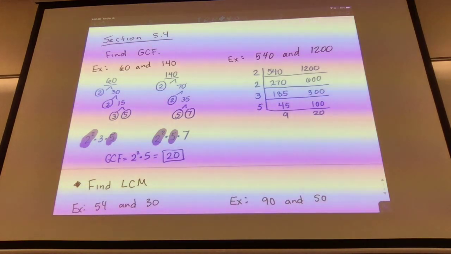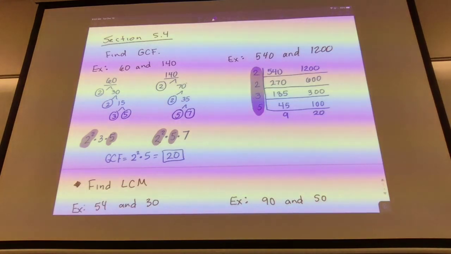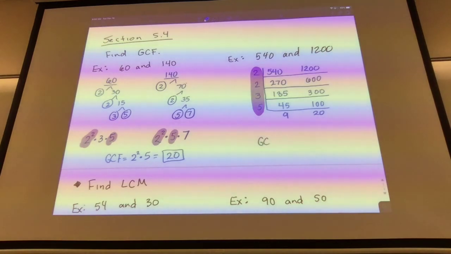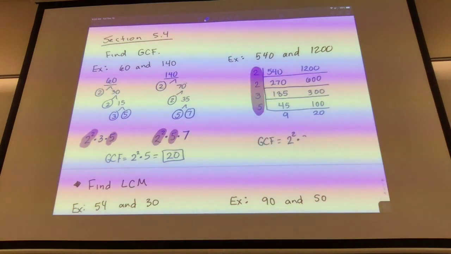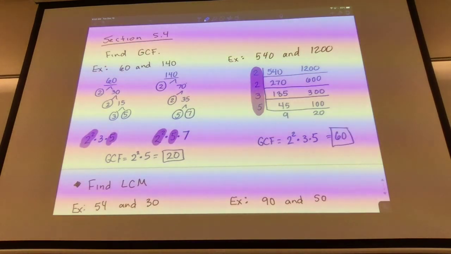So your GCF in this one comes from all the factors that they had in common, right? All the factors that were divided out of both of them. So the GCF here is just going to be 2 squared times 3 times 5, which in this case, 2 squared is 4, times 3 is 12, times 5 is 60. So our GCF is 60.